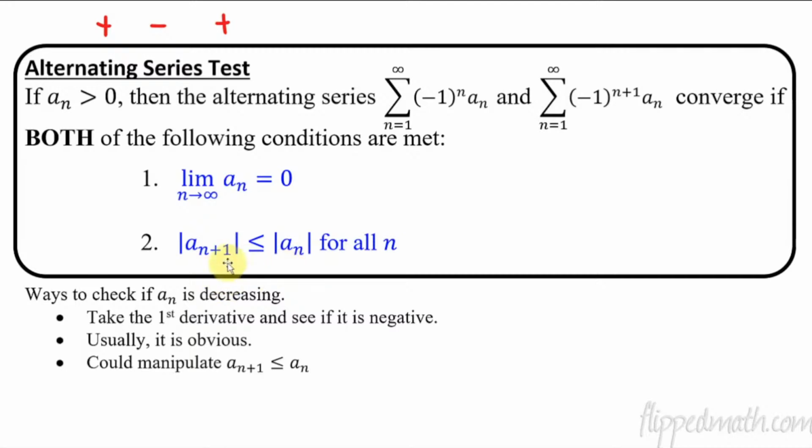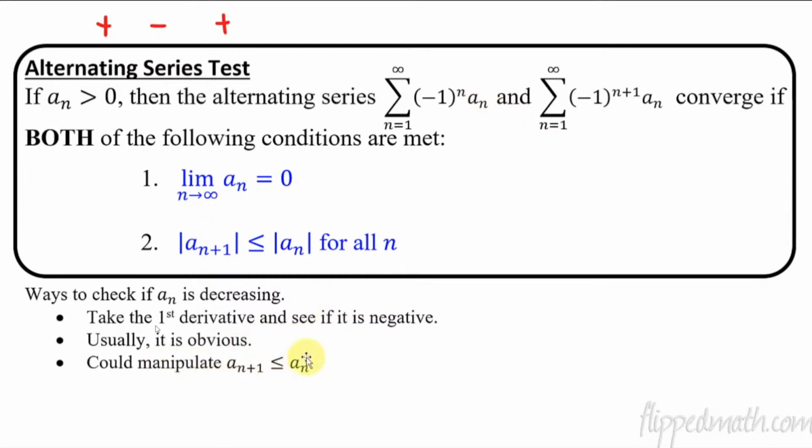Now, how can you check to make sure that it's decreasing? How do you know that a of n is decreasing? One way is to take the first derivative and see if it's negative. I don't like this way because it's the hardest, most cumbersome part, so I would probably avoid it if I can. Usually it's obvious. You can just plug numbers into the expression for a of n and see that it's going to get smaller.